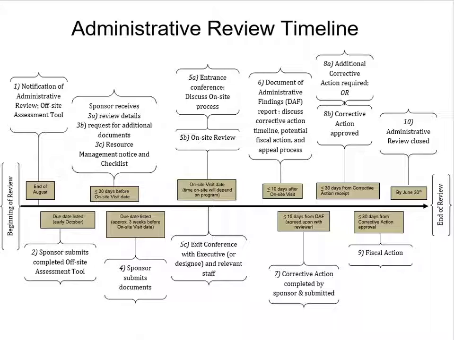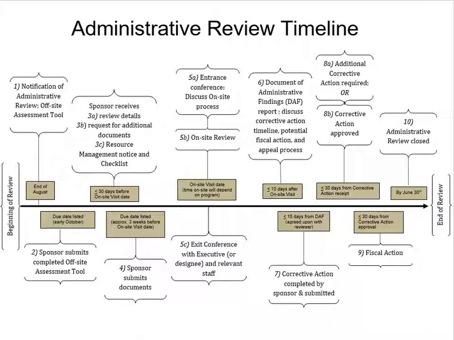The sponsor receives notification of the on-site review dates and sites to be reviewed, along with the month of review and menu week of review. Until this point in the review process, all sponsors have been on the same timeline. All notifications of review, off-site assessment tools, on-site review planning, and confirmation letters go out at the same time. After this point, though, each sponsor will have a timeline that is based on their specific on-site review date.